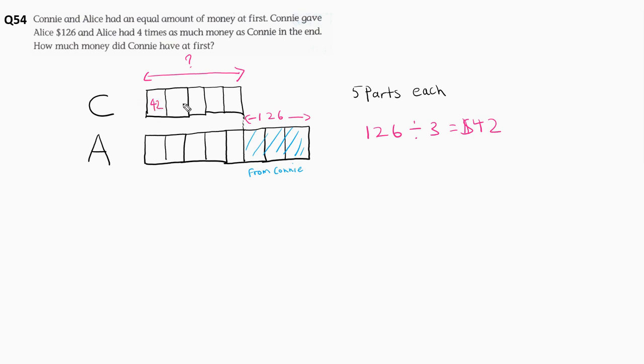How many does Connie have at the beginning? Well, she has 5. So that is going to be the $42 times 5, and that is 210. Okay. And that's our final answer.